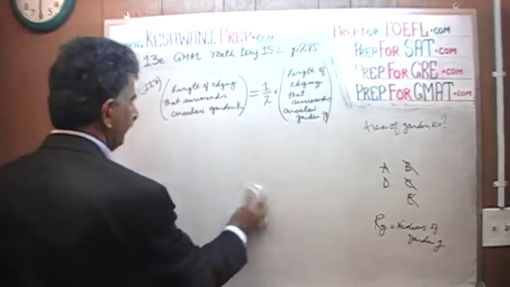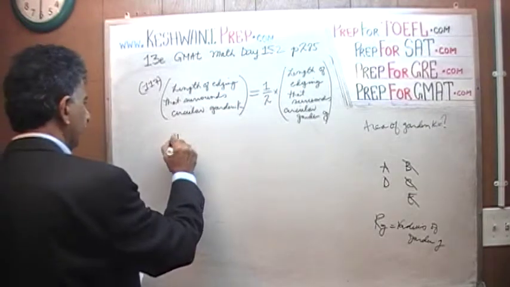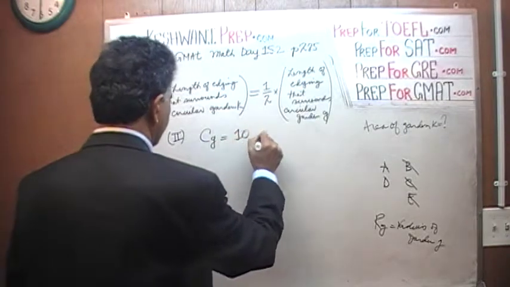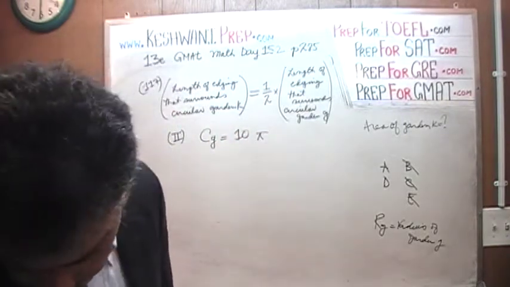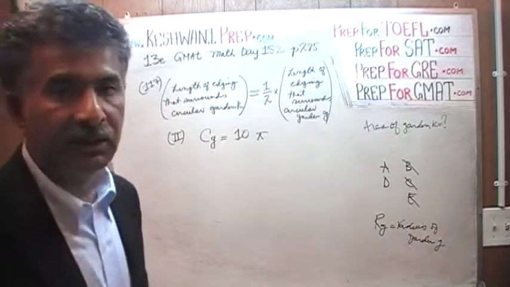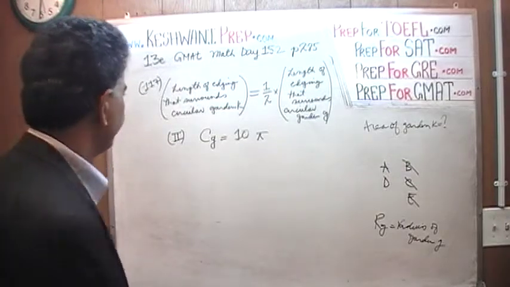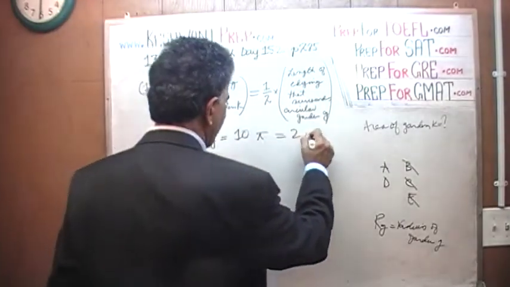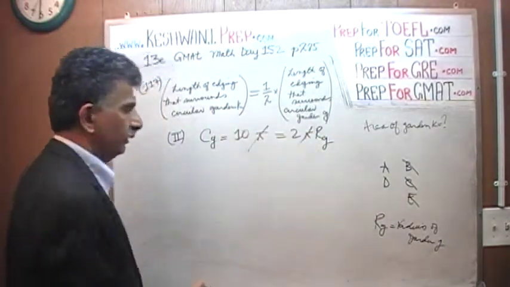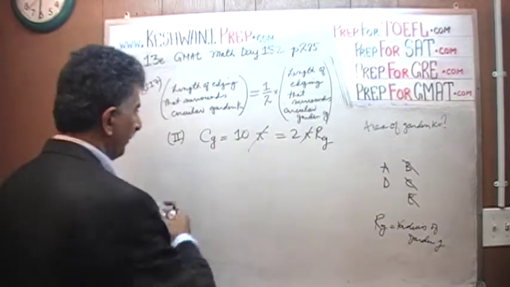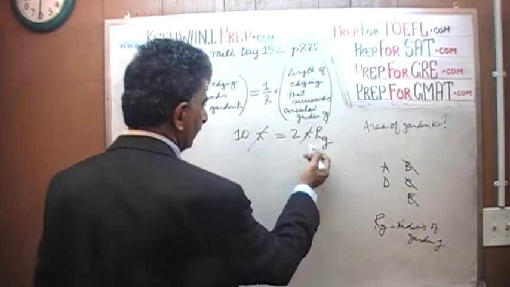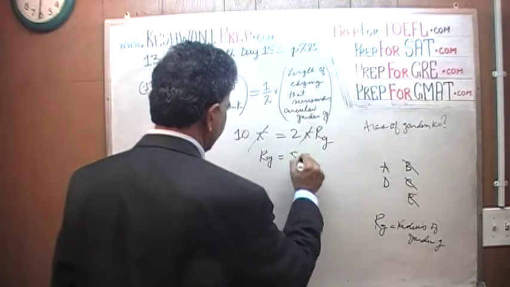In the second statement they tell us that the circumference of garden G is 10 pi. Let's see if that is correct. The edging around G is 10 pi meters long. The edging around G is the same as the circumference of G, which of course is 2 pi r, where r is the radius of G. Again, divide both sides by pi and pi drops out. And therefore the radius of G equals 5 meters.